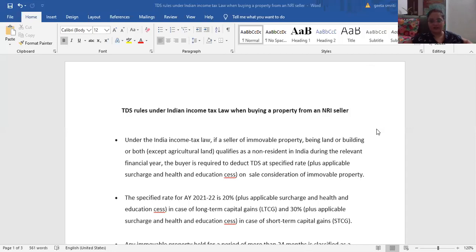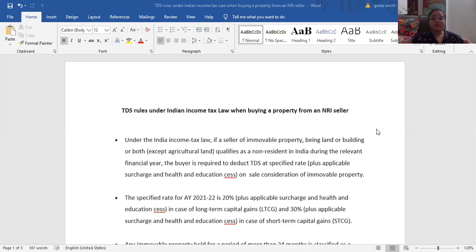Our topic for today is TDS applicability when buying a property from an NRI seller. Under Indian income tax law, whenever any immovable property, being land or building or both, except agricultural land, is being sold to a resident Indian and the seller is a non-resident, an NRI, then in that case TDS is applicable.